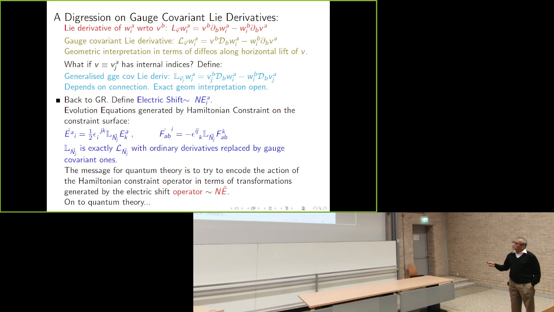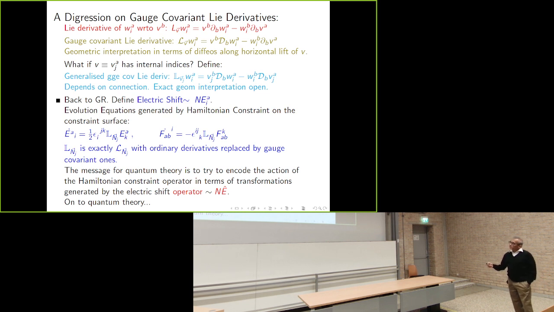gauge covariant. And at least to my knowledge, this was first written down by Jacques, who also is no longer with us, way back in the early 70s, I think. And there is a nice geometrical interpretation of this object, and it really corresponds to infinitesimal translations along the horizontal lift of the integral curve of V to the principal fiber bundle.